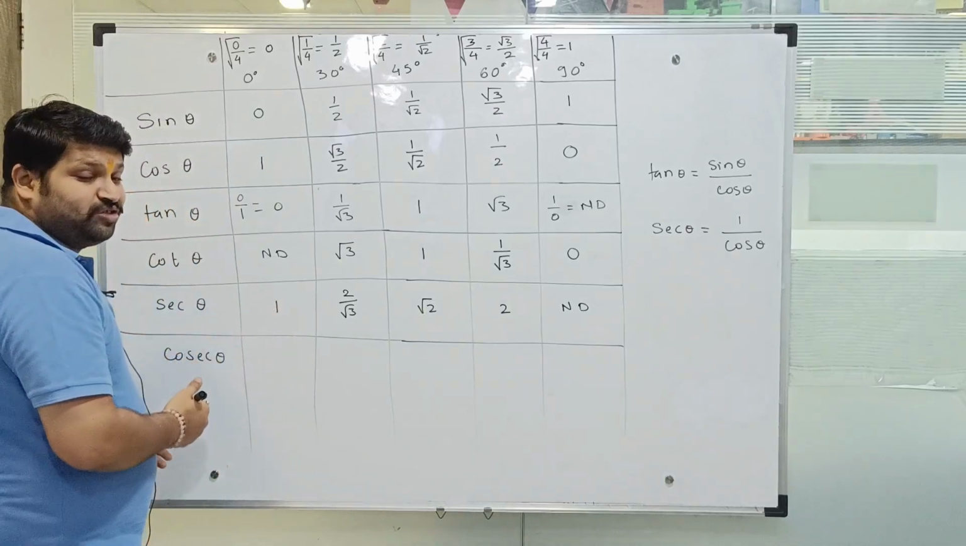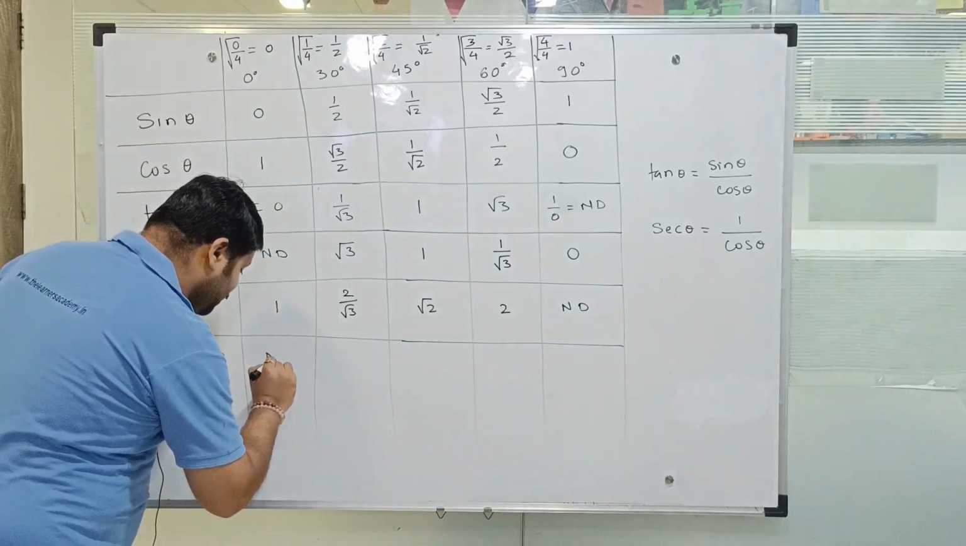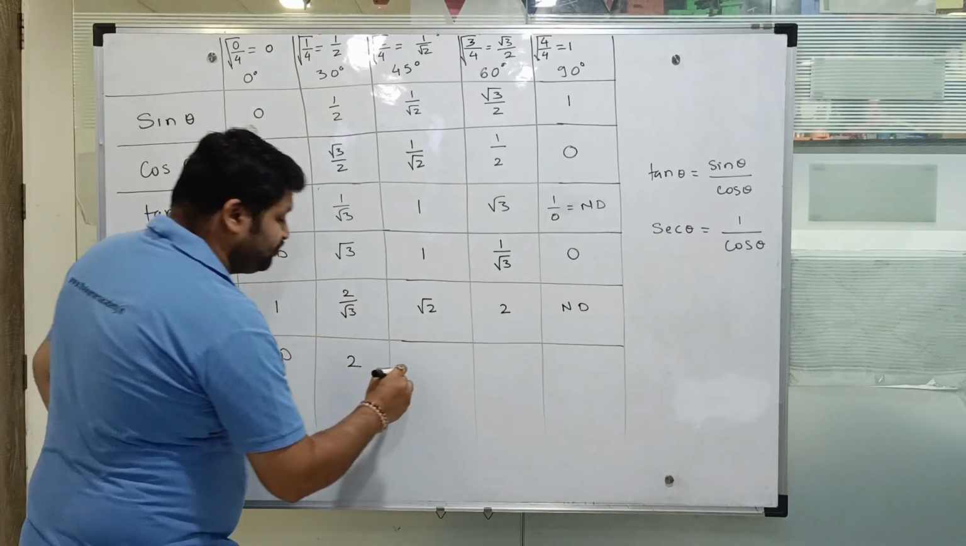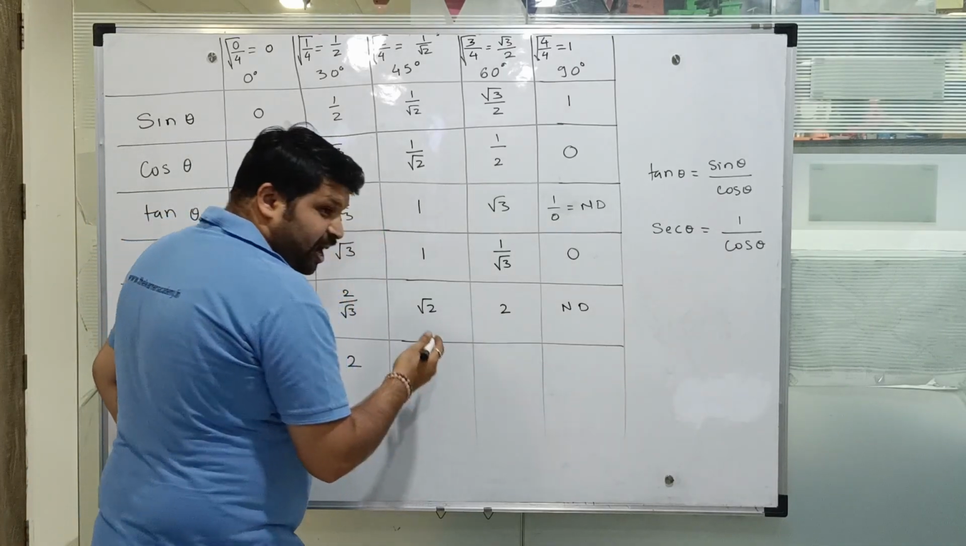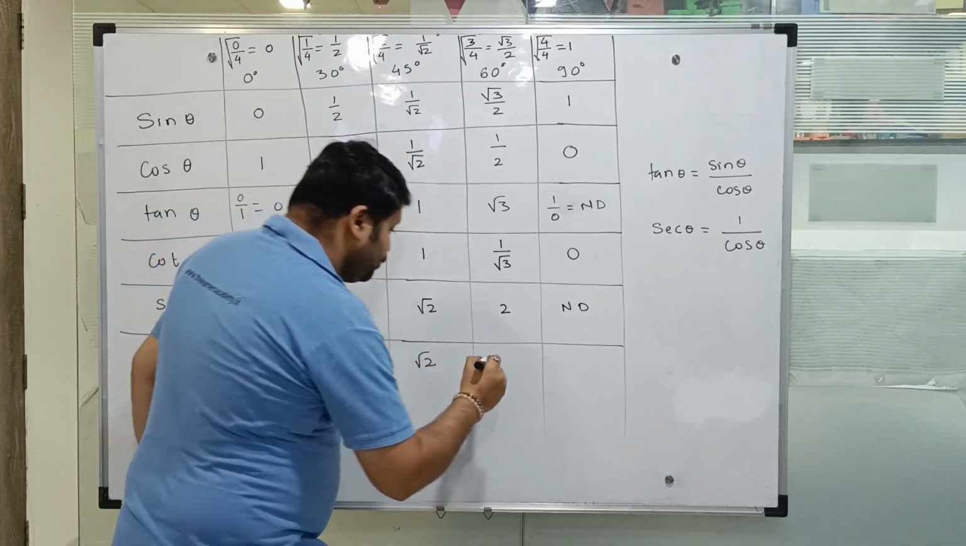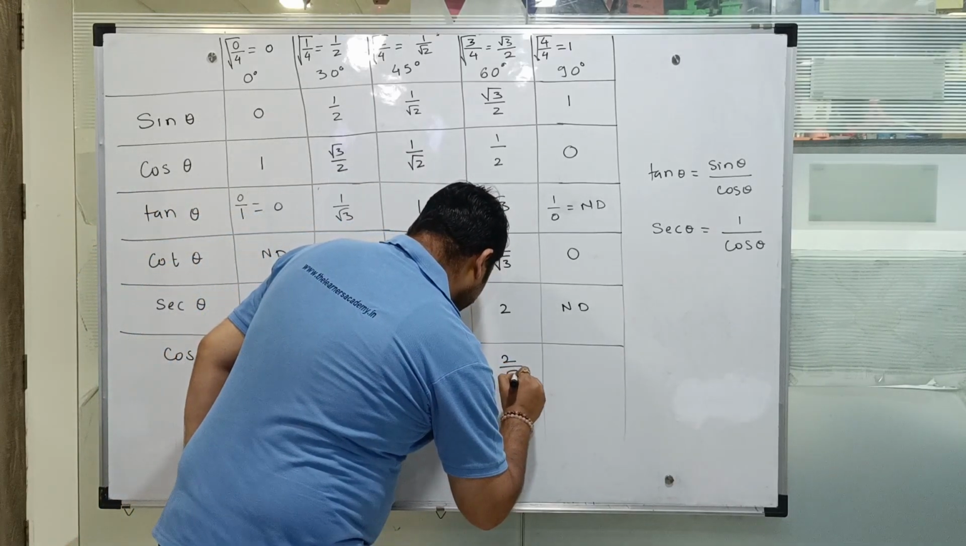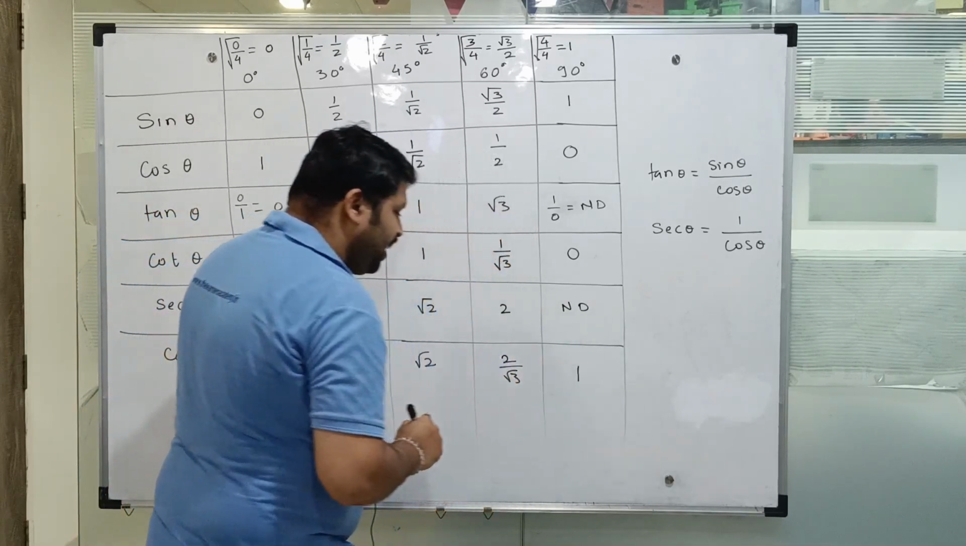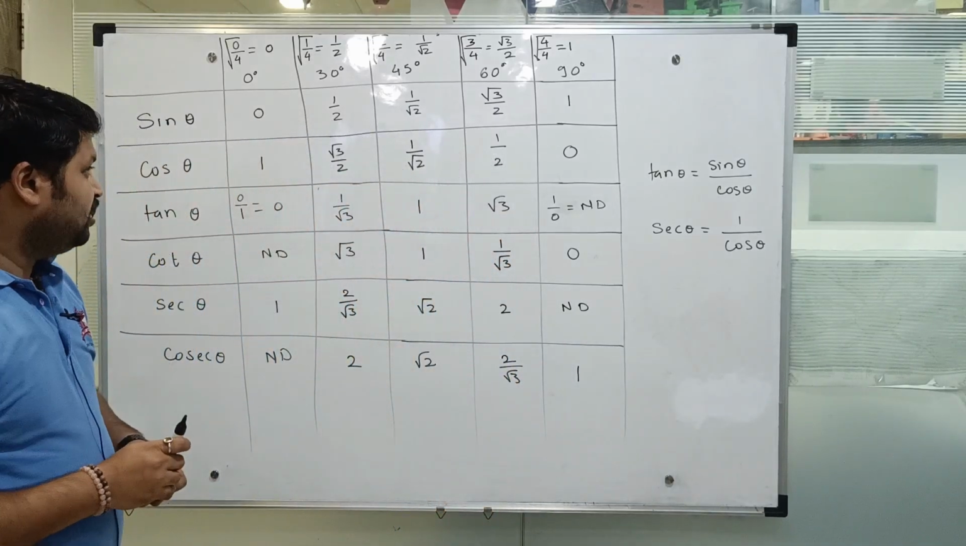Same way we can go ahead with cosec and write not defined at 0, 2 at cosec 30, root 2 at cosec 45, 2 by root 3 at cosec 60, and 1 at cosec 90.